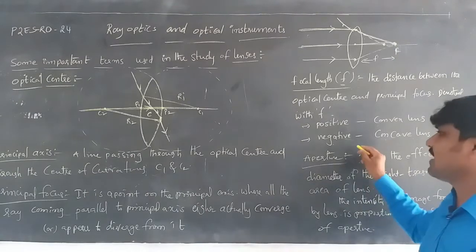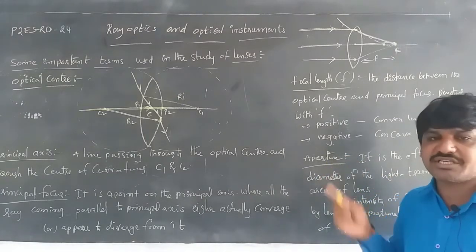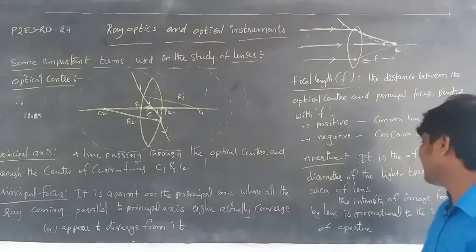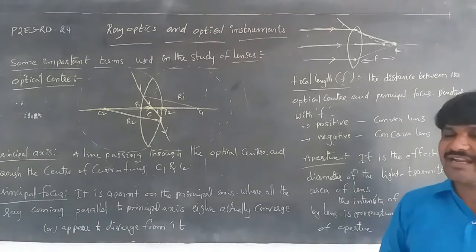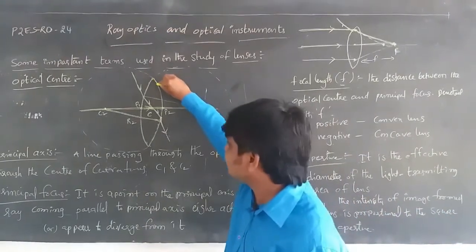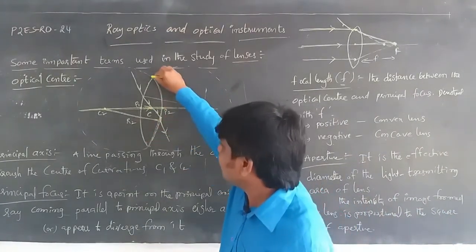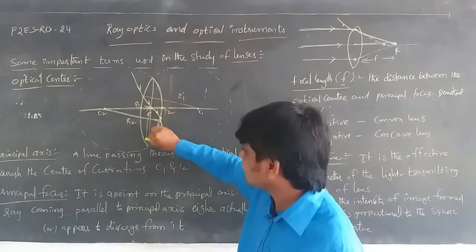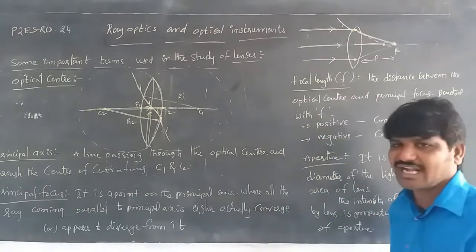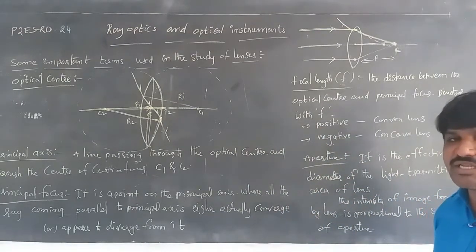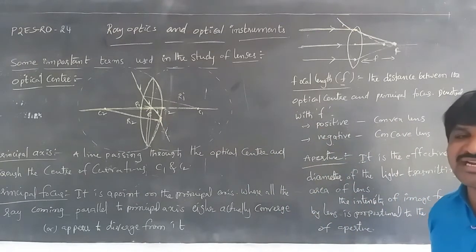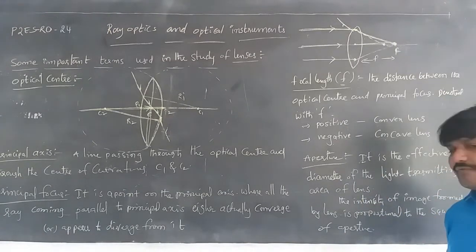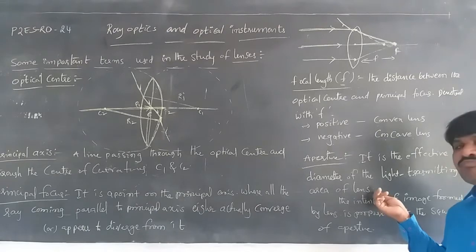And the next one is aperture. Aperture means the effective diameter of light and the transmitting area of lenses. This is the transmitting area and this is the aperture, the diameter. Whenever we talk about the effective diameter of the light transmitting area of a lens, it is called the aperture.